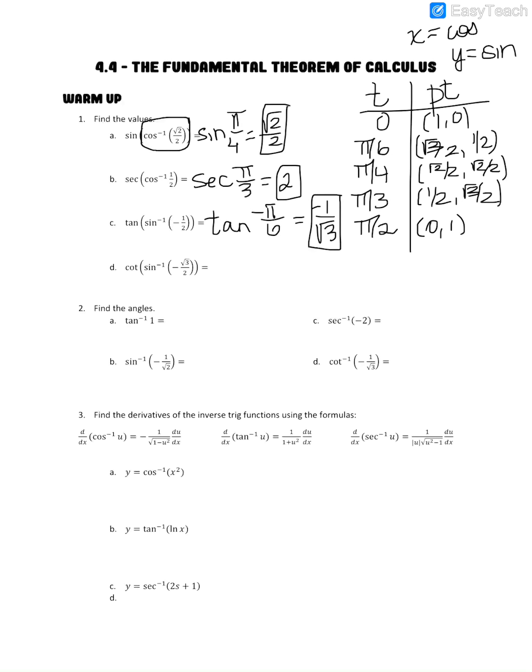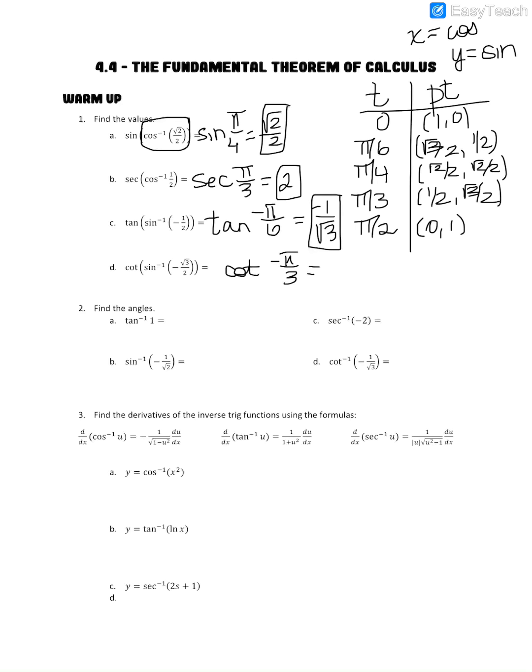Okay, and then let's look at D. Here we have an inverse sine of negative radical 3 over 2. So I'm thinking to myself, which angle would give me a sine of radical 3 over 2? Since sine is the y, that would be pi over 3. Since it's a negative, it means quadrant 4. And now I want the cotangent of that.